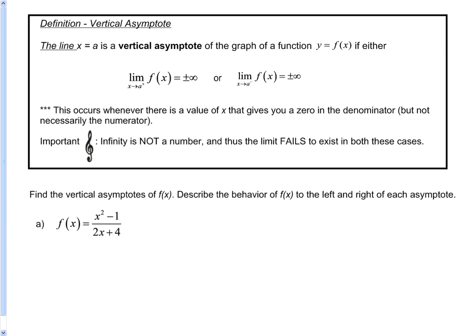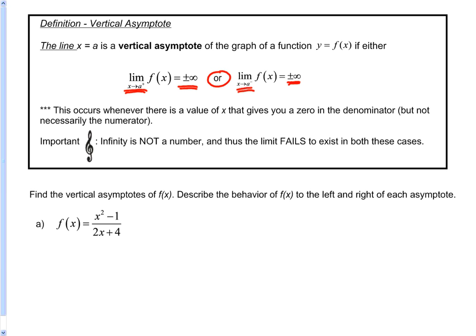So let's define these as vertical asymptotes. The line x equals a is a vertical asymptote of the graph of the function y equals f of x if either the limit as x approaches a from the right is equal to either positive or negative infinity, or if we approach that value from the left, we get positive or negative infinity. Notice the word or. That means all we need is one of these two conditions to be met before we can identify it as a vertical asymptote.